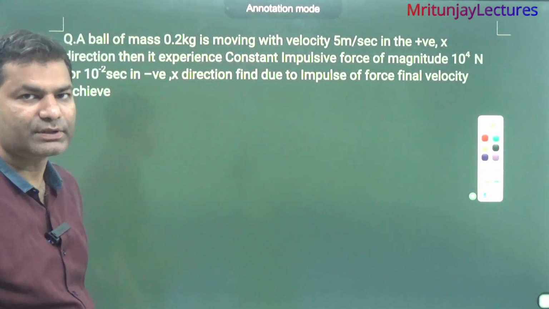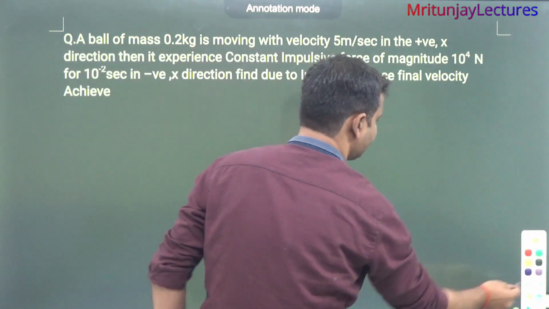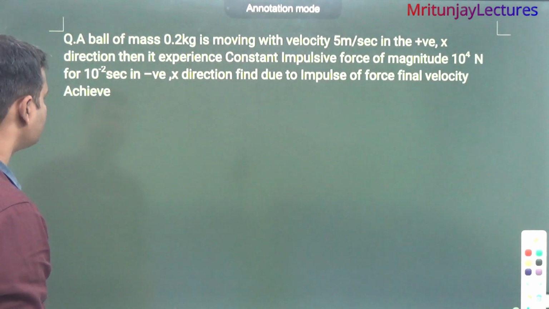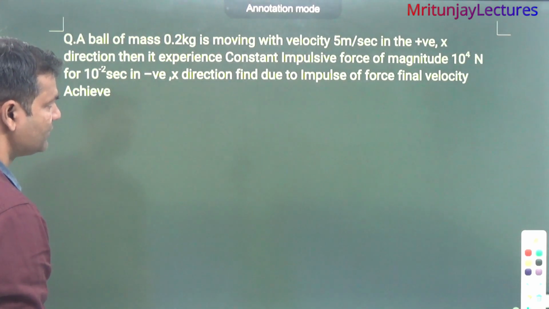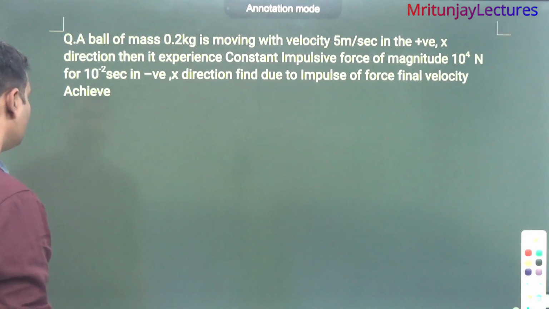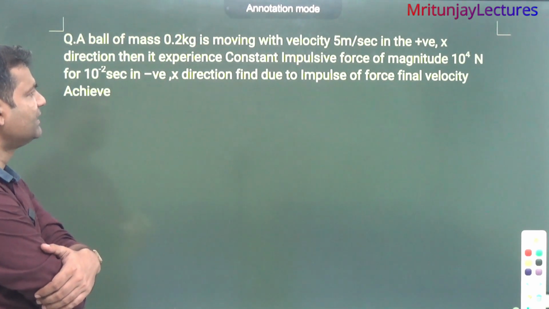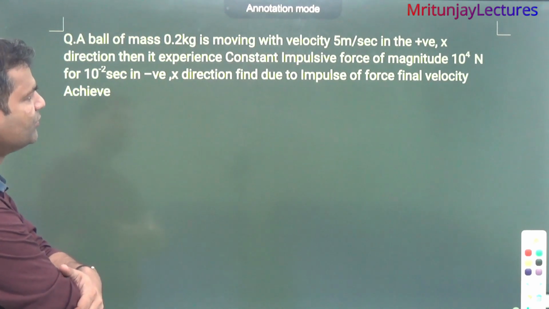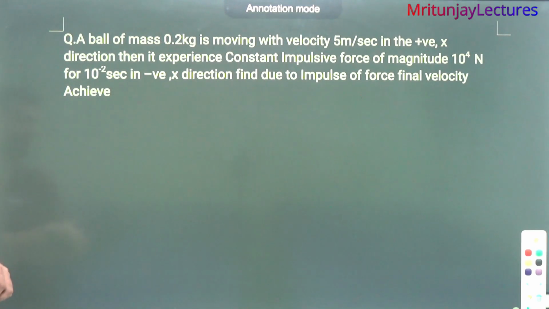Now the corresponding question, first read the question. A ball of mass 0.2 kg is moving with velocity 5 meter per second in the positive x direction. Then it experiences a constant impulsive force of magnitude 10 to power 4 Newton for 10 to power minus 2 second in the negative x direction. Find the impulse of the force and the final velocity achieved. Our motto is to determine the final velocity.